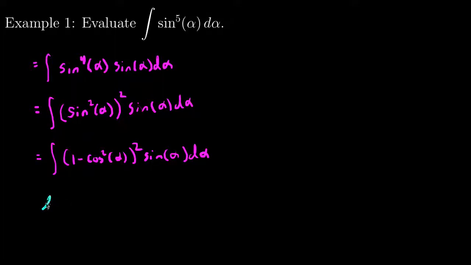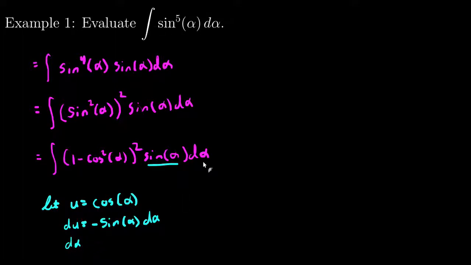So I will let u equal cosine alpha. I know that's going to work because I have this sine alpha that I can cancel out with. So I know that du equals negative sine alpha d alpha. And d alpha, which is what I'm going to need to replace here, d alpha is going to equal du divided by negative sine of alpha.